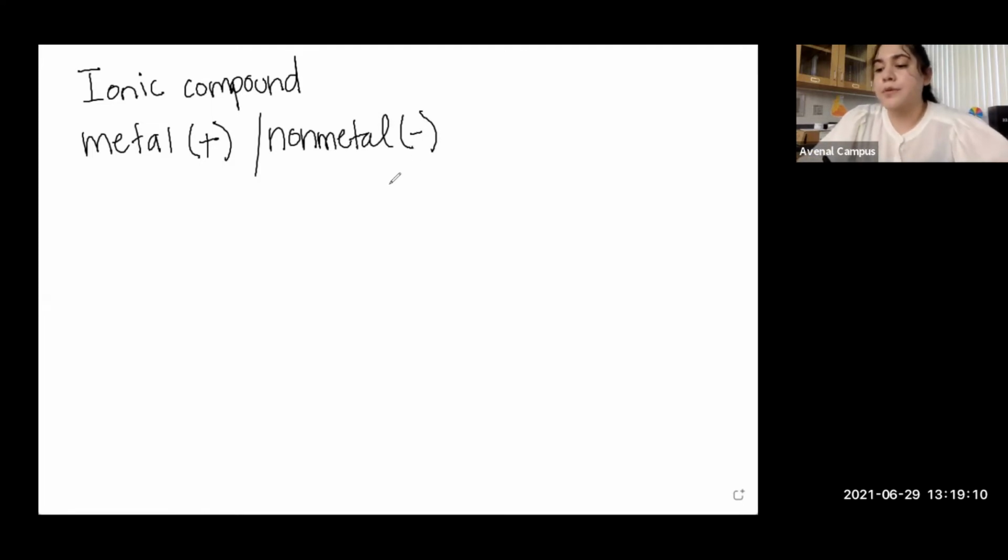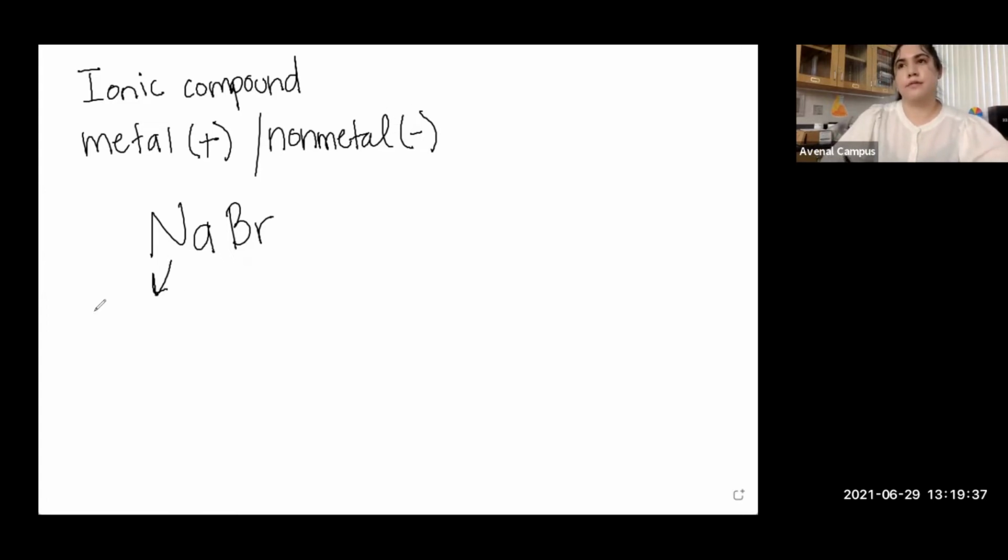So let's do some examples. Let's say on the test you get sodium bromide. The first thing that you always want to do is identify what you're given. Obviously, we know that this is an ionic compound, right? Because sodium is a what? It's a metal. And we know that it's a what charge? If we look at our periodic table, it's in group 1, and those are +1 charges, right?